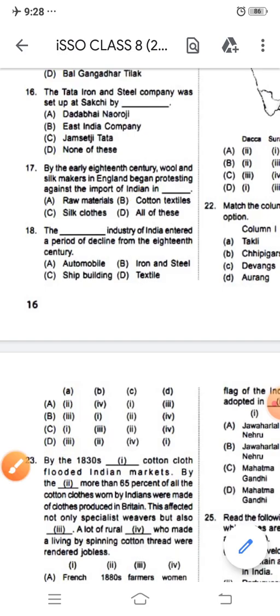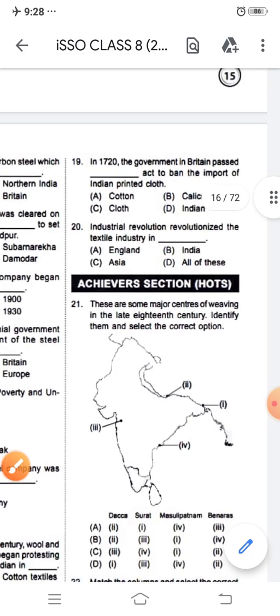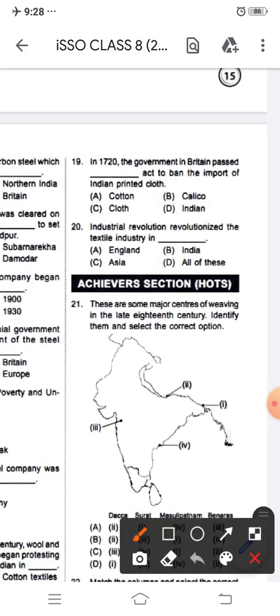Next question from this area I'm going to discuss. In 1720, the government in Britain passed dash Act to ban the import of Indian printed cloth. Option A cotton, option B calico, option C cloth, option D Indian.